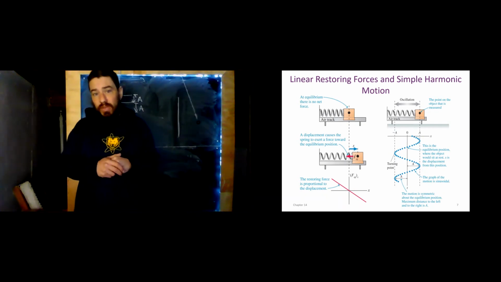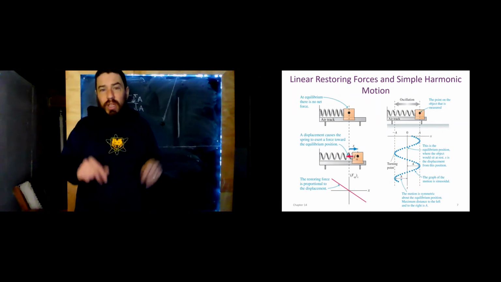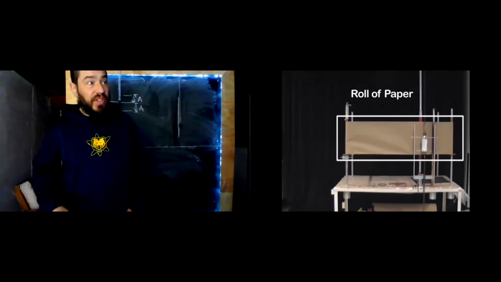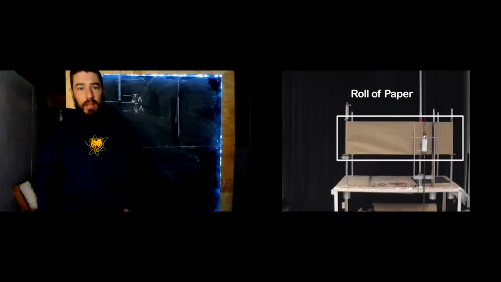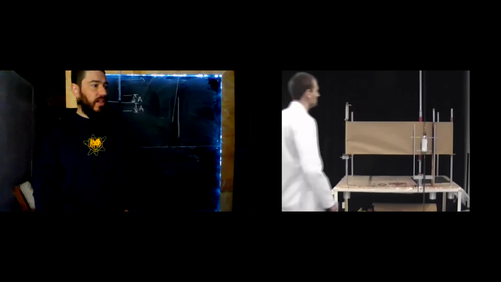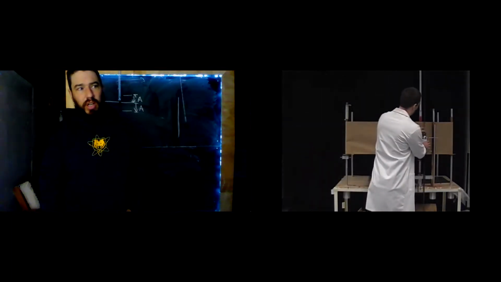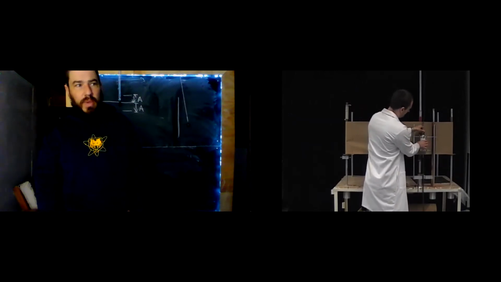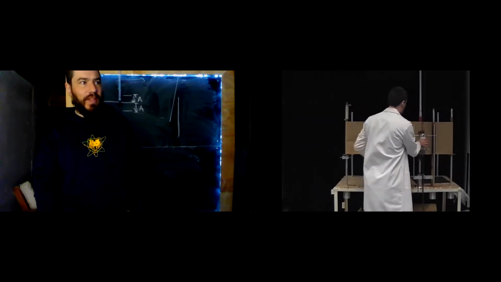In order to help convince you of this, let's check out a video really quick. This is from MIT. So we've got a paint can attached to some springs and a roll of paper. This is a very DIY kind of setup. And so this gentleman's going to come, turn on the paint can and set it to oscillating, and then unroll the paper, and we'll just see what happens.